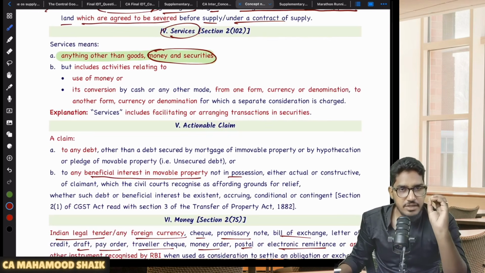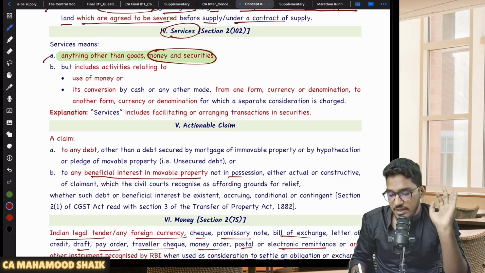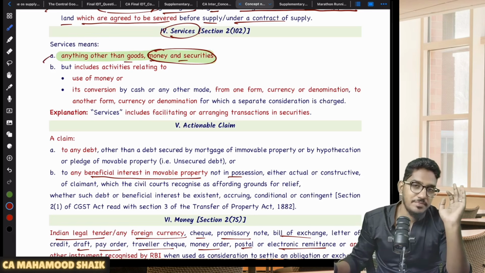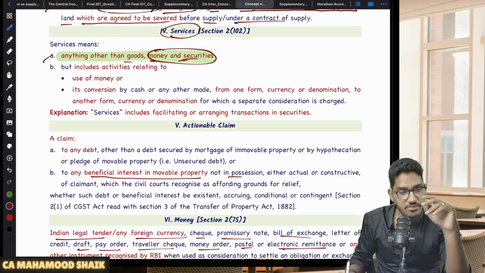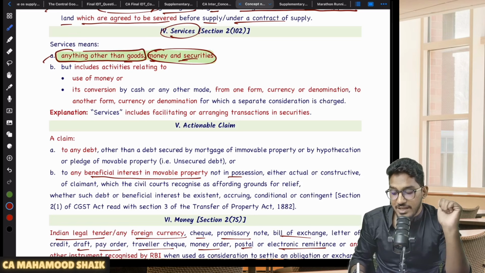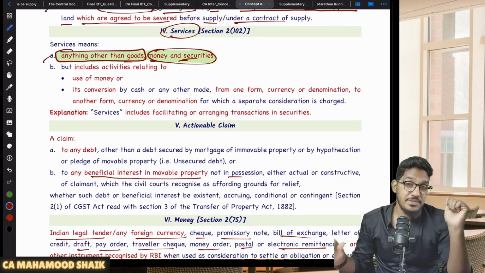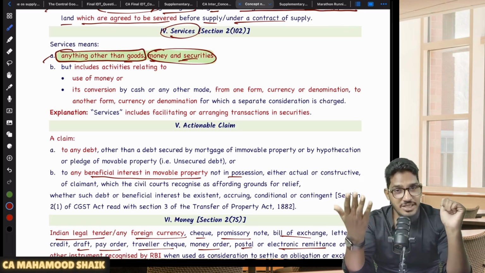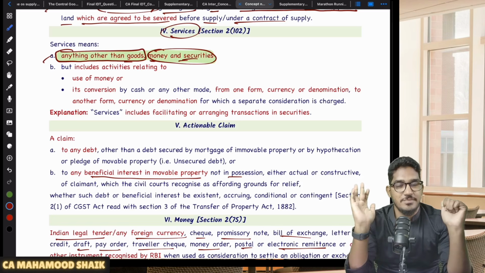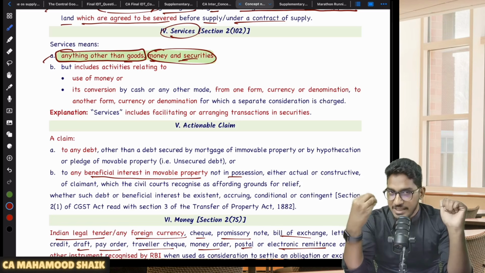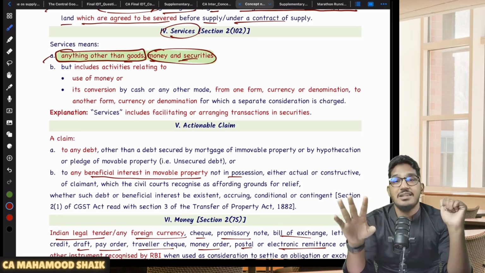Services have been defined in a very simple manner. What they have told us is: anything other than goods, money and securities. Money and securities will not be considered as services. They will not be considered as goods also. But the most interesting part of the definition is they have told anything other than goods. If something is not falling under the goods definition, then it can come and fall under services, other than money and securities.